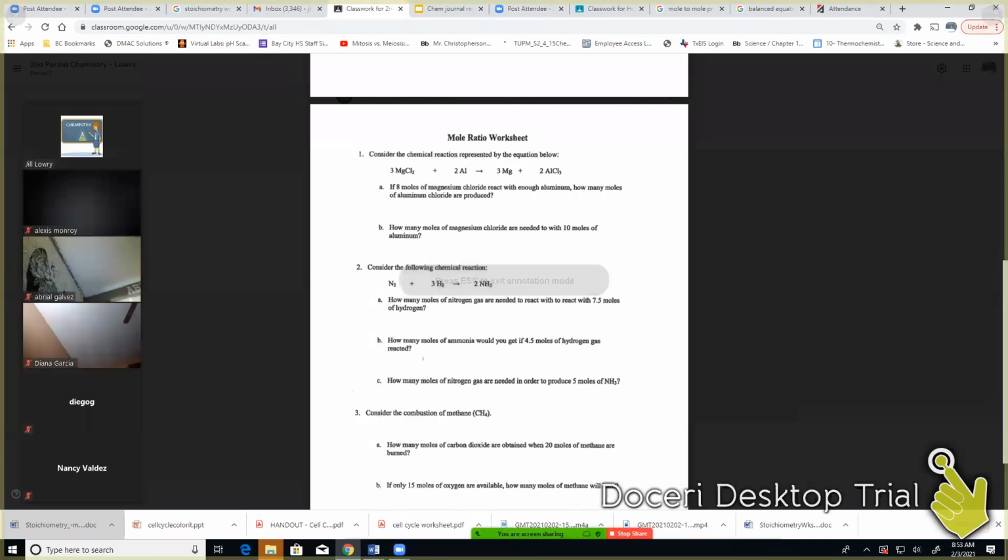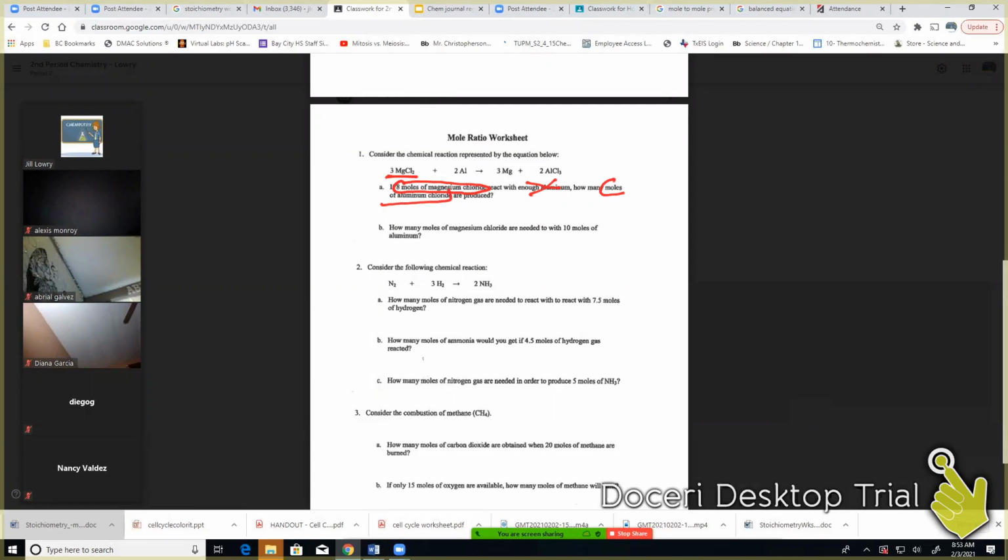All right, so these are balanced for you. So on number 1, you got a balanced equation and you use it for A and B, and that's how it works throughout the paper. So on the first one, it says if 8 moles of magnesium chloride, that's my given, reacts with enough aluminum. If it says something like enough aluminum or that other one, that's oxygen, you're not going to use it in your calculations. How many moles of aluminum chloride are produced?